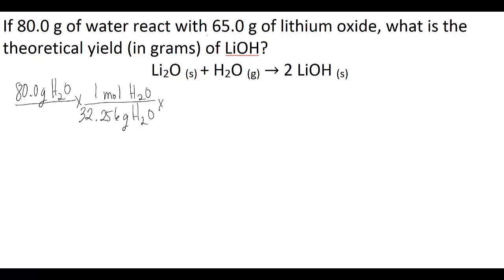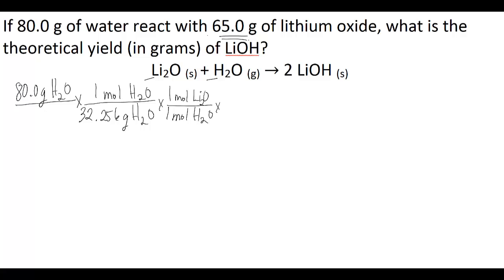And now you can look at the stoichiometry and see that for every mole of water that reacts, 1 mole of lithium oxide reacts. So you have 1 mole of water for every 1 mole of lithium oxide. And there should be a subscript 2 there. Then you want to get to grams, because you want to compare how many grams of lithium oxide are needed to react with the 80 grams of water and compare that number to how much lithium oxide you actually have, which is 65 grams. So you need to get to grams of lithium oxide.